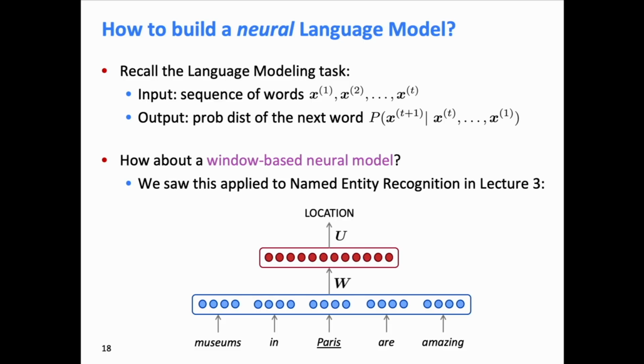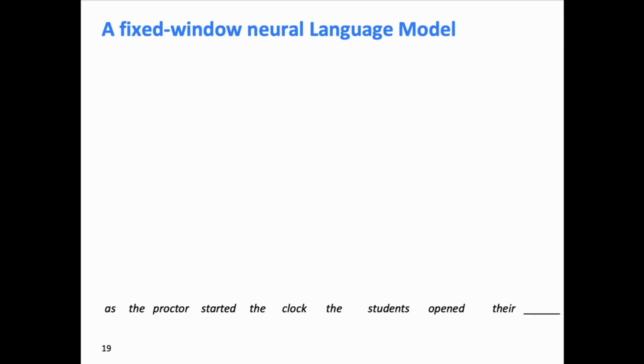How would we apply a model like this to language modeling? Here's how you would do it. Here's an example of a fixed window neural language model. Again, we have some kind of context, which is "as the proctor started the clock, the students opened their", and we're trying to guess what word might come next. So we have to make a similar simplifying assumption to before. Because it's a fixed size window, we have to discard the context except for the window that we're conditioning on. So let's suppose that our fixed window is of size 4.